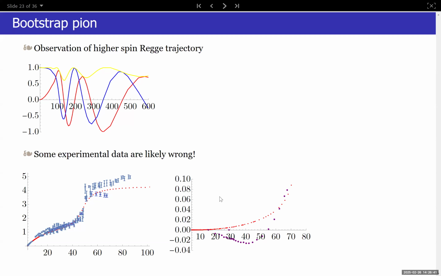But now we have this numerical bootstrap tool. We can try to ask, can we fit both? I can definitely fit this behavior, but I try to not use this one. Instead, just use the lower one and try to fit this behavior. I can't fit it. So the conclusion is probably this is not correct.